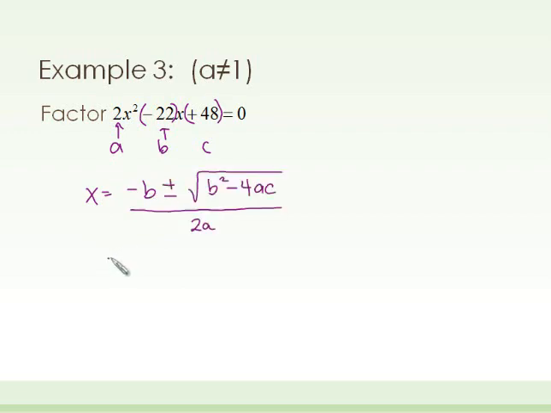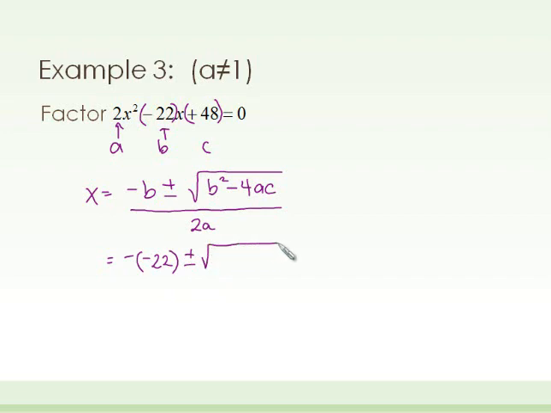Alright, so let's go ahead and fill these in. Here we have a negative b, so we have to plug in b. Now you've got to be careful. You've got to put a negative. And if b happens to be negative, you've got to put that negative in there as well. So notice here these two negatives will cancel. If we keep going, we have a plus and a minus, and we'll explain what that means in a minute.